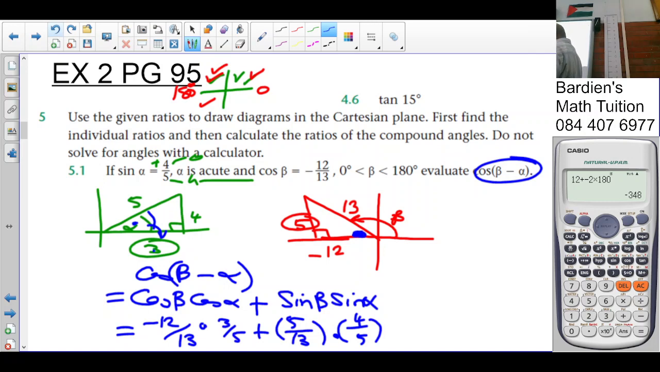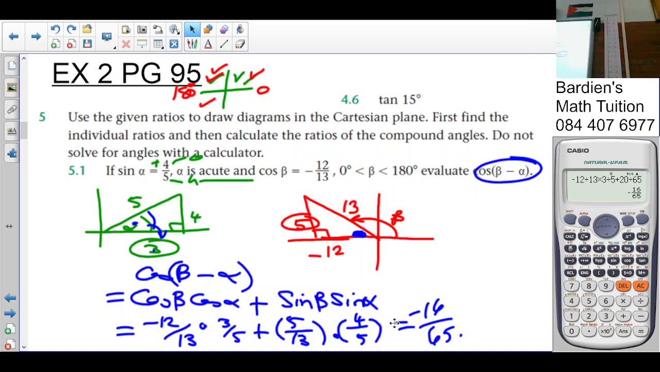Okay. So what I do from here, punch it in the calculator. So I say negative 12 over 13 times 3 over 5 plus 20 over 65. Okay. Why could I not just say 4 over 13? I get negative 16 over 65. Is that correct? Yes. Okay. Any problems here? Any questions? Any confusion here? Can you guys do this now?